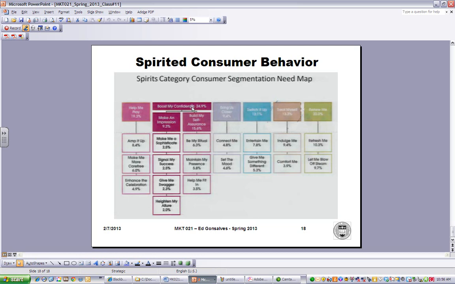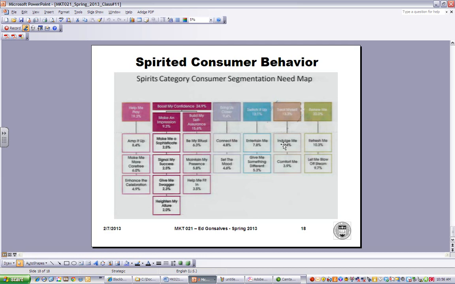The biggest category is "boost my confidence," which I thought was almost 25%. "Build my self-assurance" or "make an impression," and those are definitely two different elements. You can imagine the hundreds of hours they put into this to characterize their different spirits in Jim Beam and figure out which of these blocks they go in. But it is interesting, because there are different reasons people will drink.